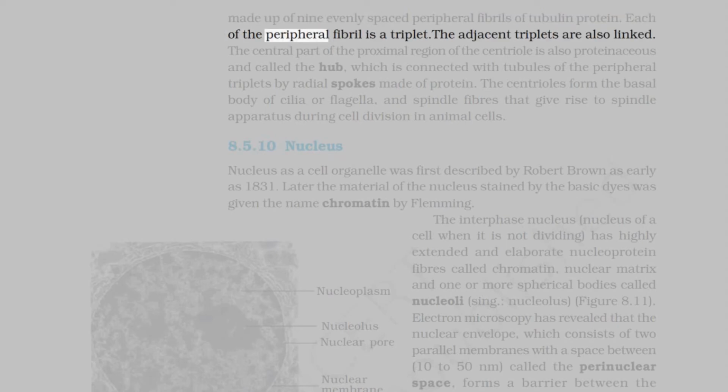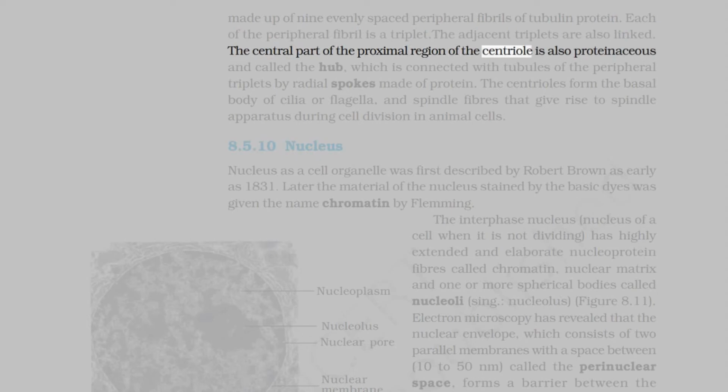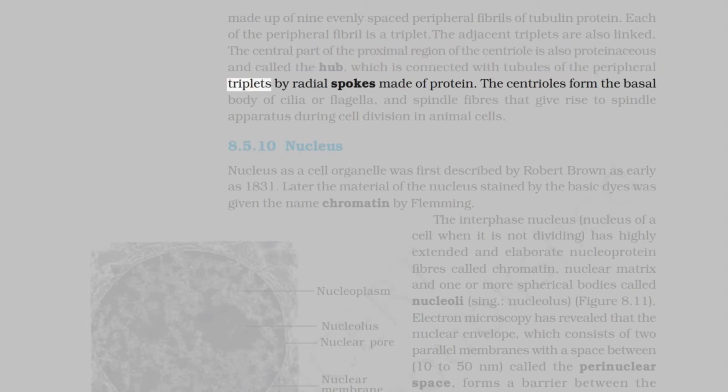Each of the peripheral fibrils is a triplet. The adjacent triplets are also linked. The central part of the proximal region of the centriole is also proteinaceous and called the hub, which is connected with tubules of the peripheral triplets by radial spokes made of protein. The centrioles form the basal body of cilia or flagella and spindle fibers that give rise to the spindle apparatus during cell division in animal cells.